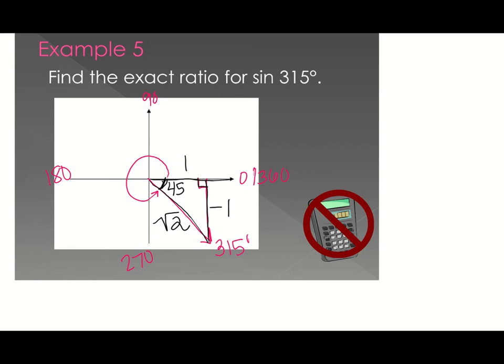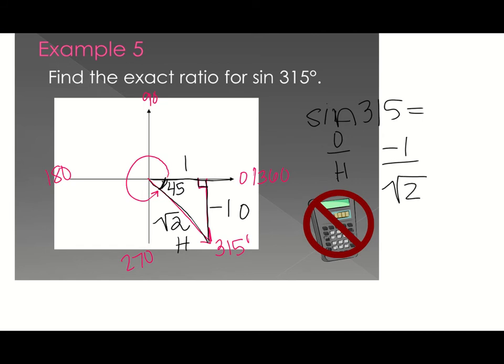So if I want to find the sine of 315, sine is opposite over hypotenuse. So based on my reference angle, this is opposite, this is hypotenuse. So I have -1 over the square root of 2.